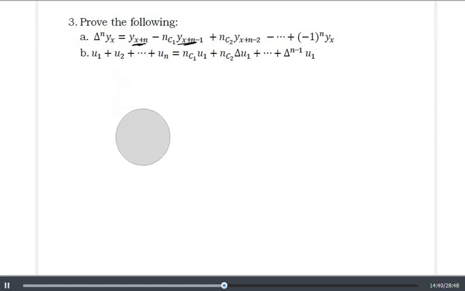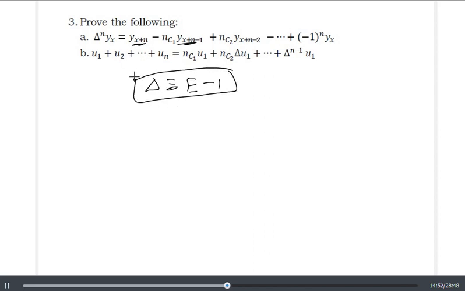The proof is similar. All that you know is delta equal to e minus 1. Delta is identically equal to e minus 1. Just take power n and take the expansion and substitute, so that you will get it. Alright.